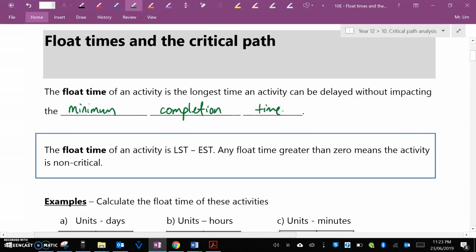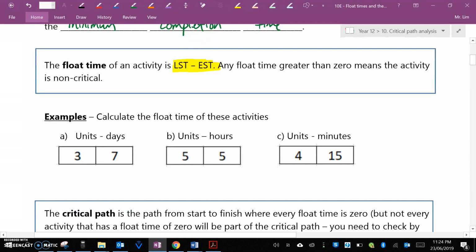So sometimes we don't have to start an activity straight away. Instead, we can just wait a little bit before starting it, and we'll still be able to finish the project within the minimum completion time. Now, to calculate the float time of an activity, we use the formula latest start time minus earliest start time. So any float time greater than 0 means that the activity is non-critical, but usually if the float time is 0, it is critical.